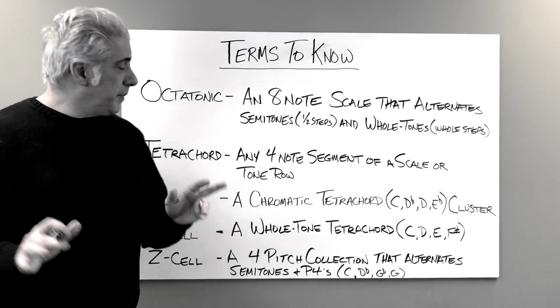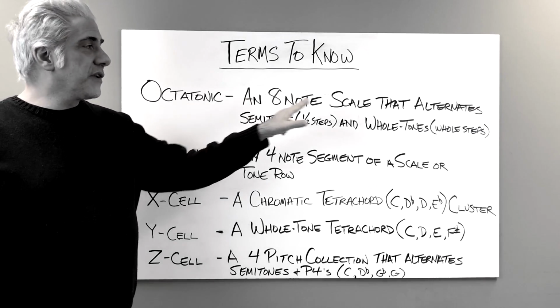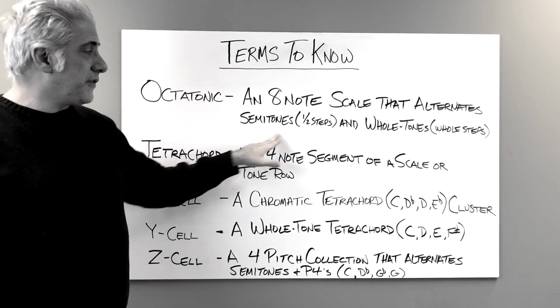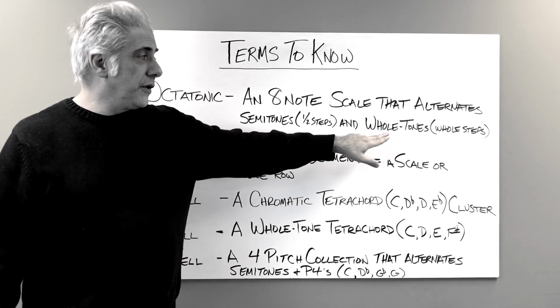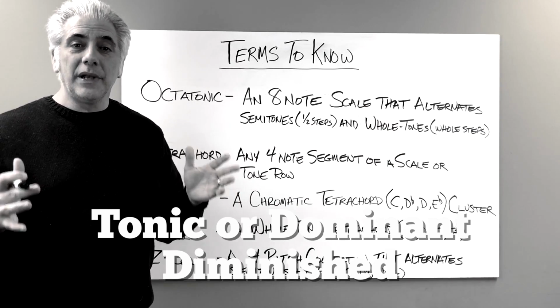Our next set of terms, we begin with octatonic, or the octatonic scale. That is an 8-note scale that alternates between semitones or half steps and whole tones, which are whole steps, which would be the tonic or dominant diminished scale.